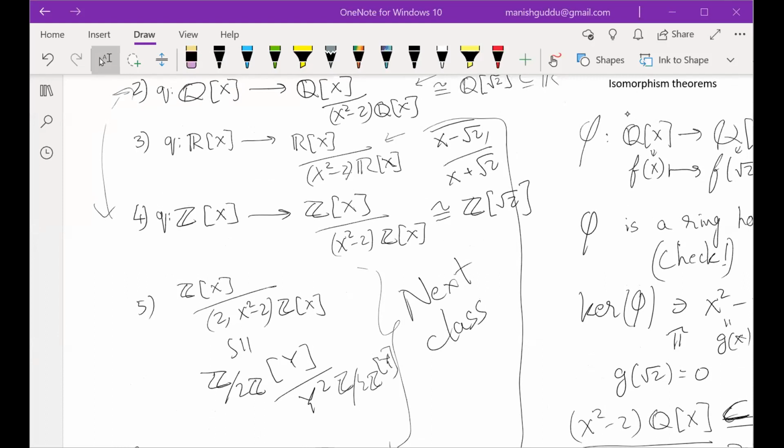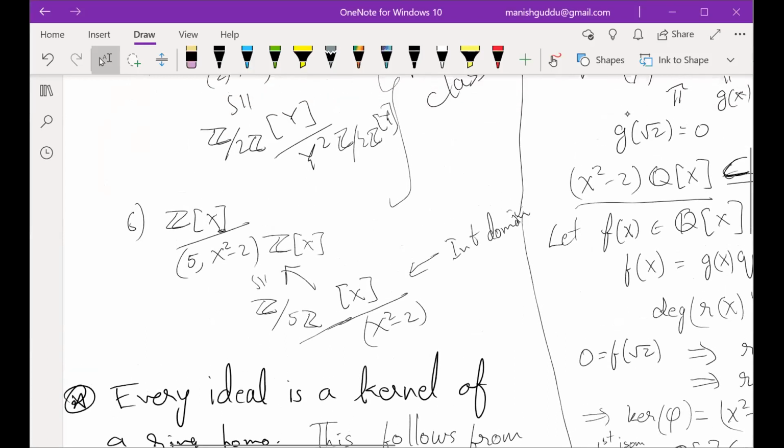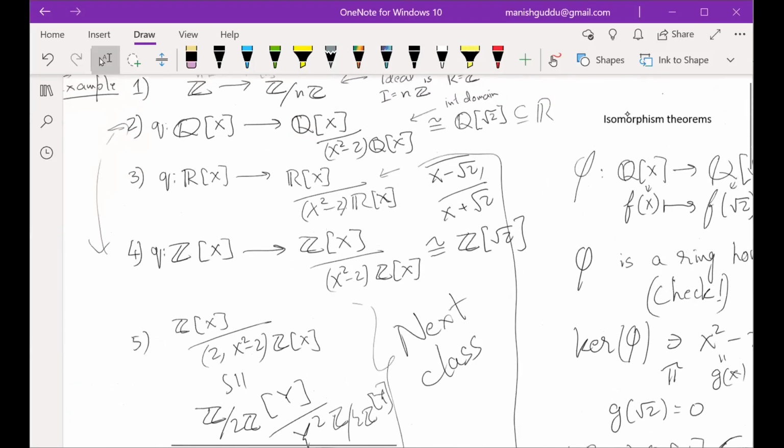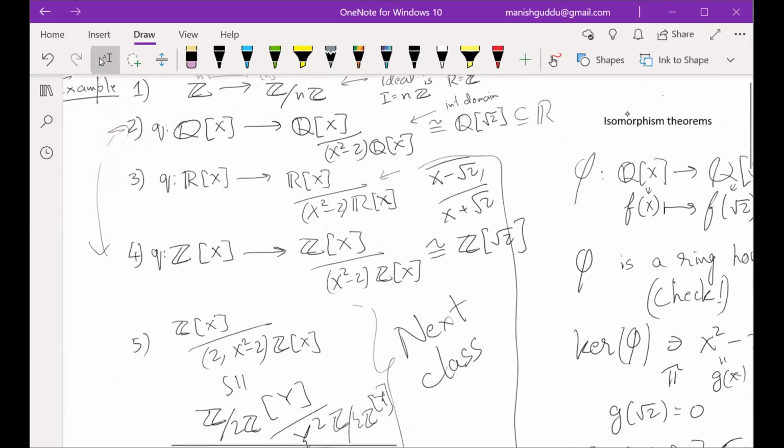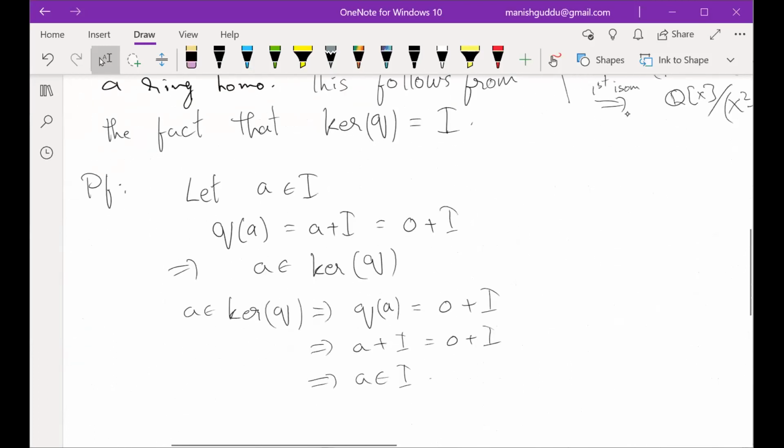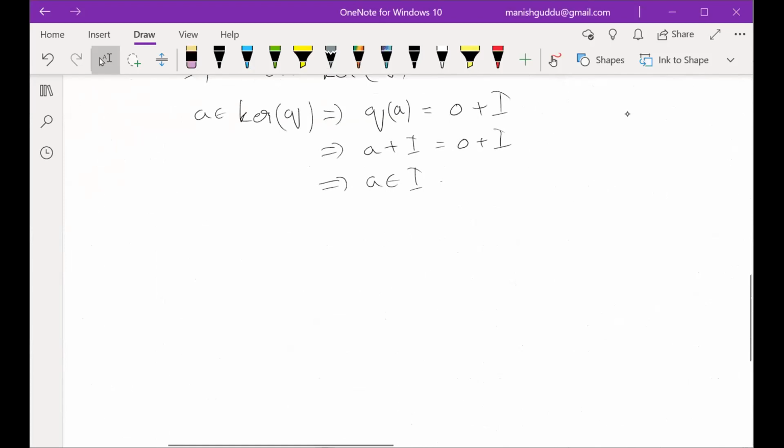so this quotient ring is R[x] mod the ideal generated by x square minus 2. Okay, let me just discuss this. Let me just write this example better.